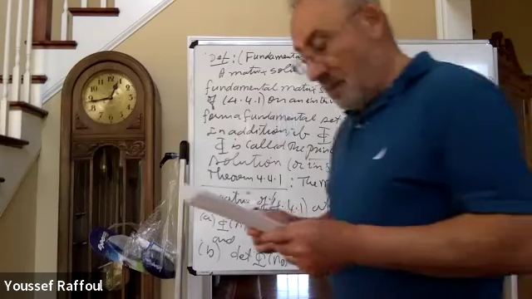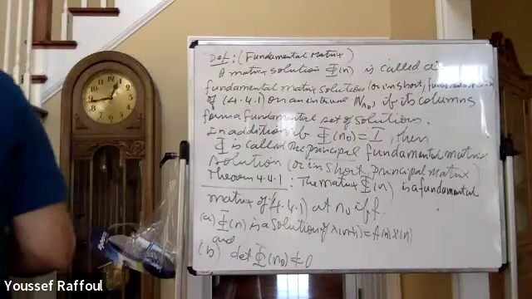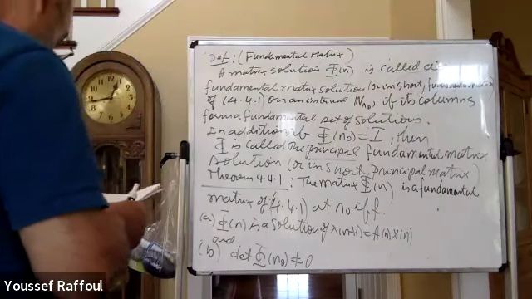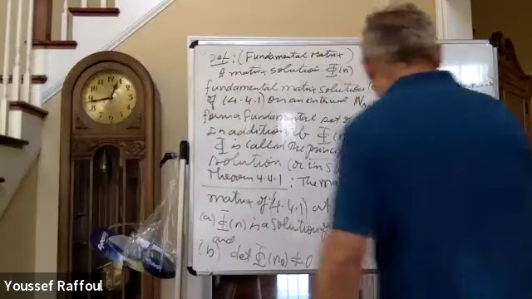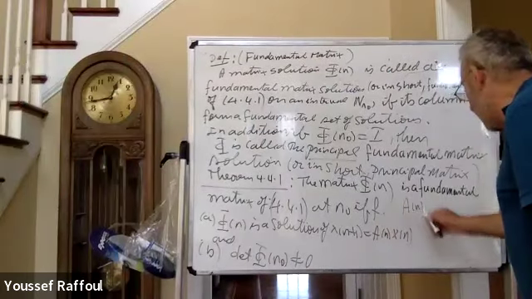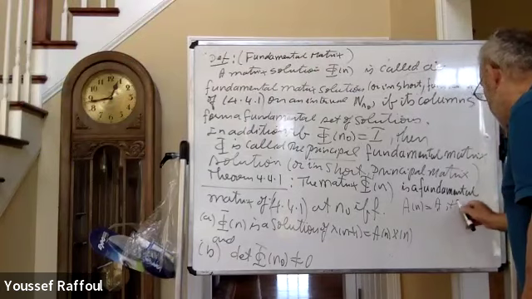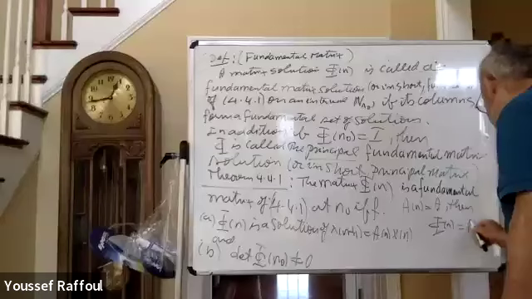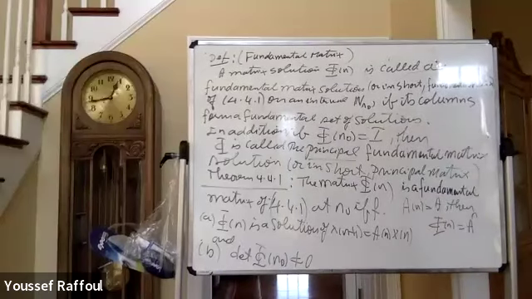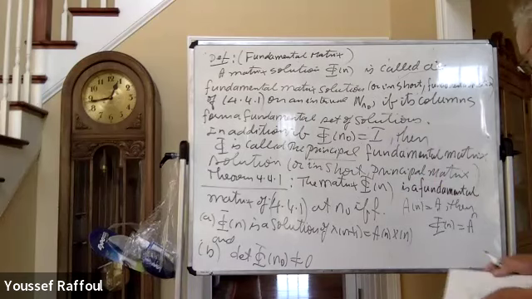All right. So if A n is a constant A, then phi n is A to the power n, the principal matrix. It's called the principal fundamental matrix.